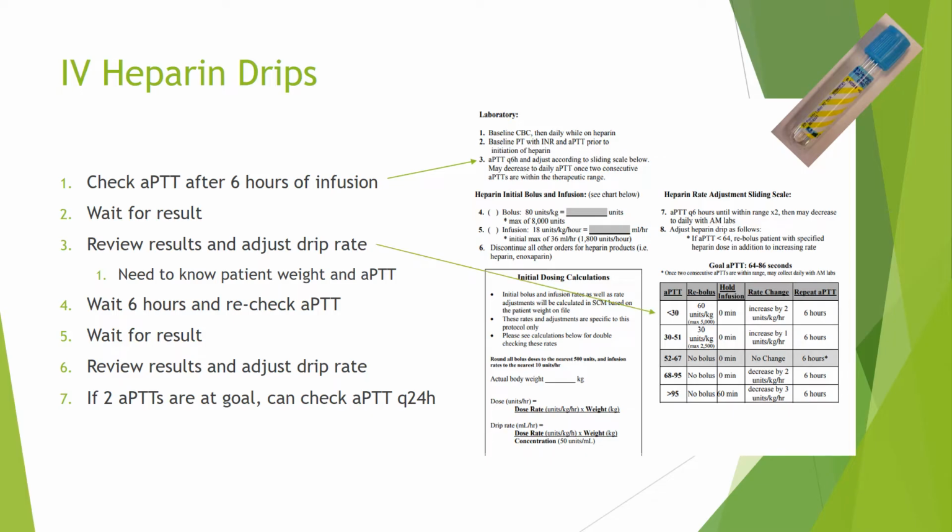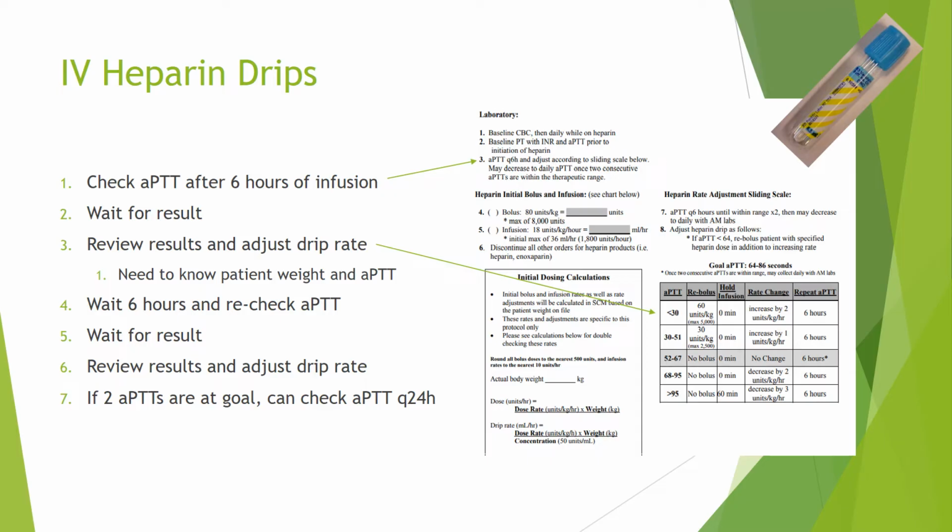So you can see here, we need to see where our APTT falls. Is it below 30, between 30 and 51, between 52 and 67? Notice that area is shaded, and that's exactly where we want our APTT to be. That's the sweet spot. Is it too high, like 68 to 95, or is it even above 95? So notice that if our APTT is too low, we end up giving more heparin, giving another little bolus or increasing our rate.